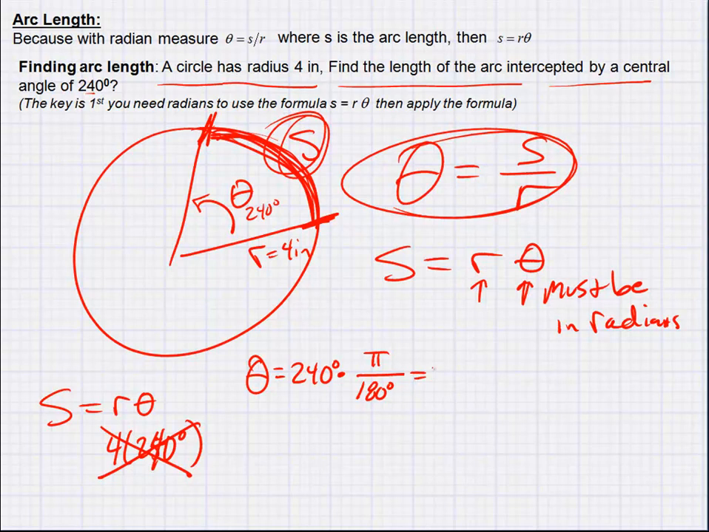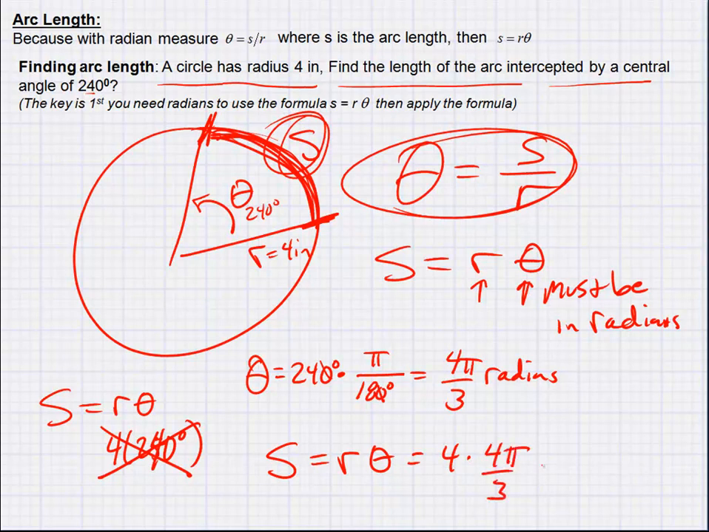I simplify, the zeros will cancel. 24 over 18, 6 goes into each, so 4 pi over 3 is my radian measure. So then I say, okay, my arc length is r times theta. R was 4. This is 4 pi over 3 is my angle, so I get 16 pi over 3.